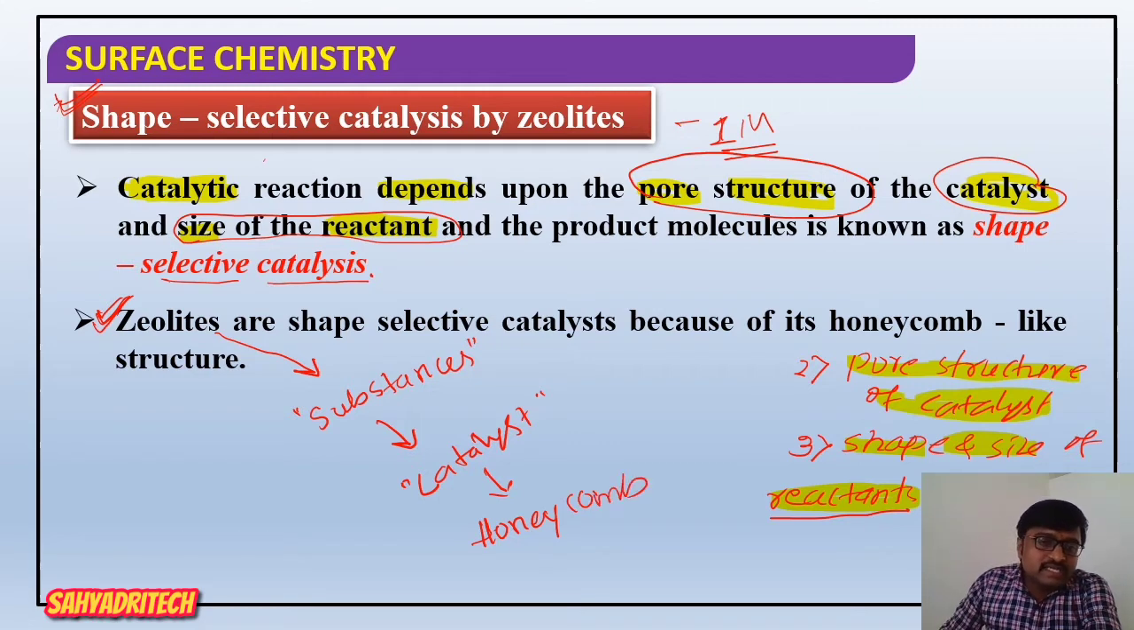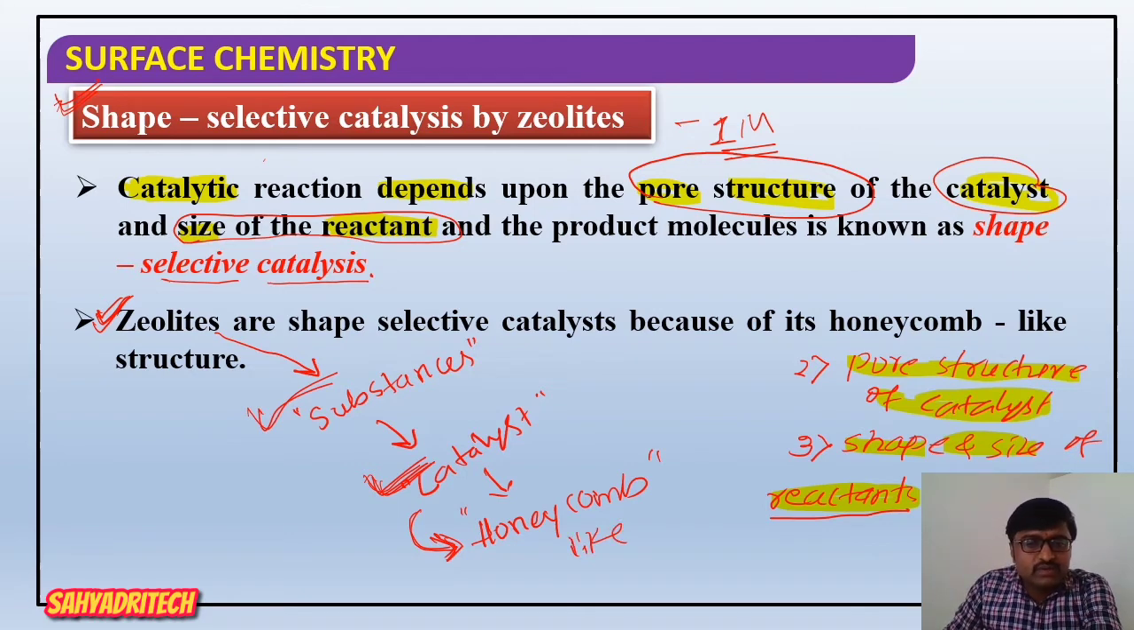Zeolites are a kind of chemical substances. They act as a catalyst in various chemical reactions. Why do they show catalytic activity? It is because of their honeycomb like structure. What kind of structure do they have? They have a honeycomb like structure.